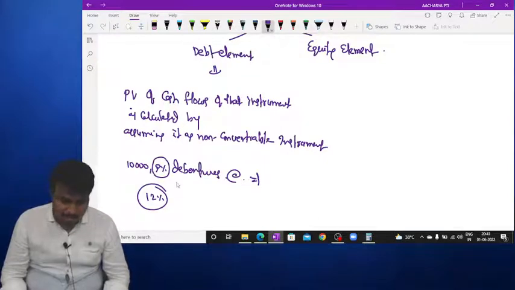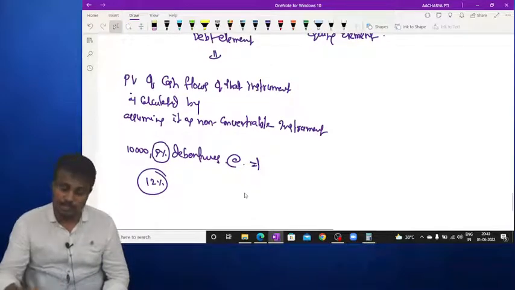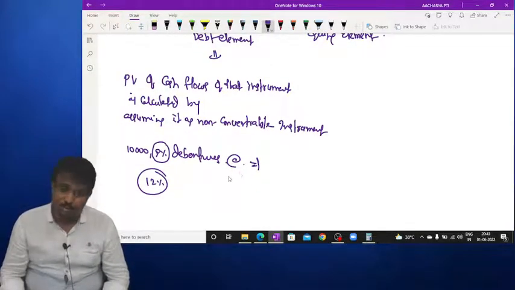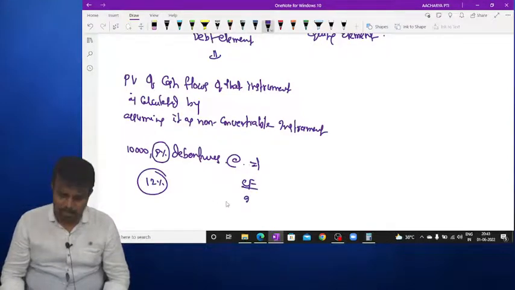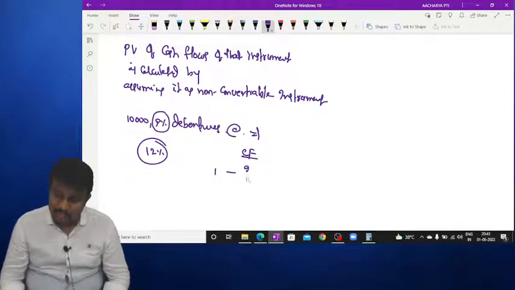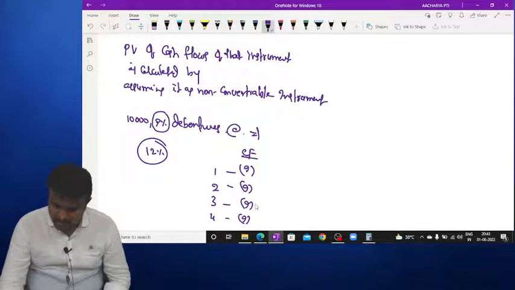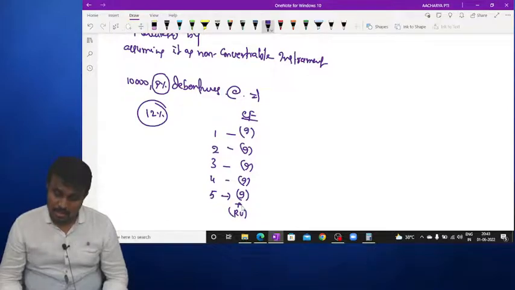In case of a convertible debenture, how do we calculate it? First, calculate the cash flows relating to the debenture. What are the cash flows relating to the instrument? Interest. For example, a 5 years period is there. In the first year we need to pay interest, second year interest, third year interest, and fourth year interest. And in the fifth year we need to pay interest plus redemption value at the end of the fifth year.